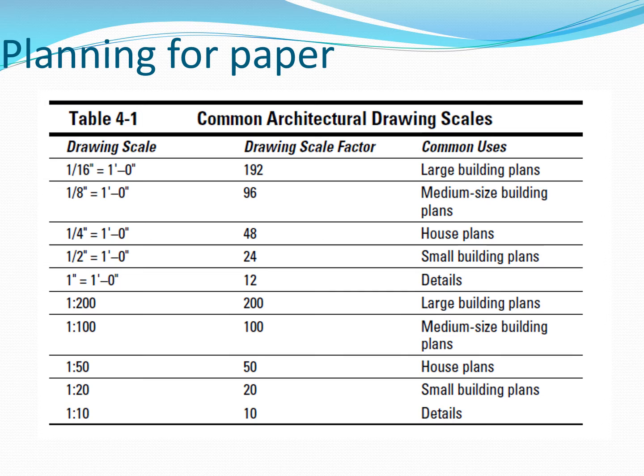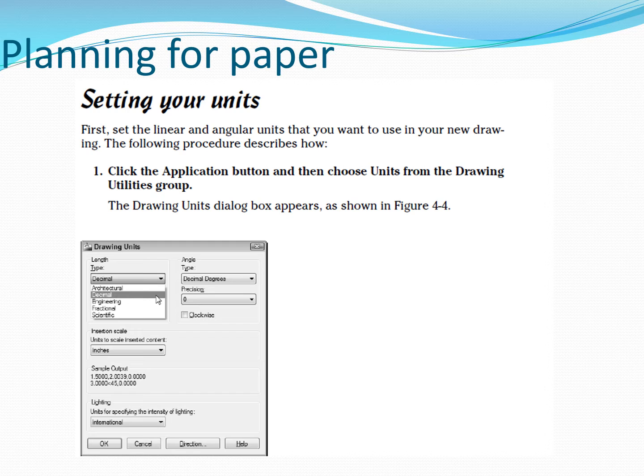Okay, so before this we already understood about the scale. So we go to the next: how to set your units. First, set the linear and angular units that you want to use in the new drawing. The following procedure describes how. First, click the application button and then choose Units from the Drawing Utilities group. The Drawing Units dialog box appears, as shown in figure 4.4. Okay, so you can choose the decimal linear units. So I select decimal.